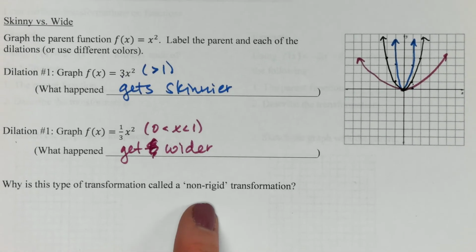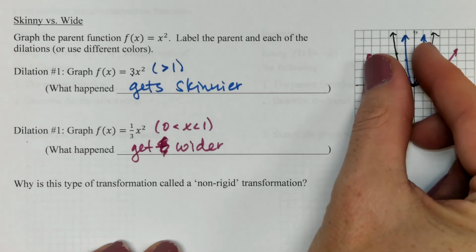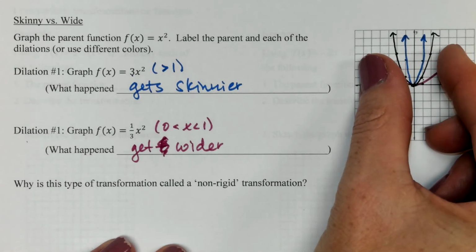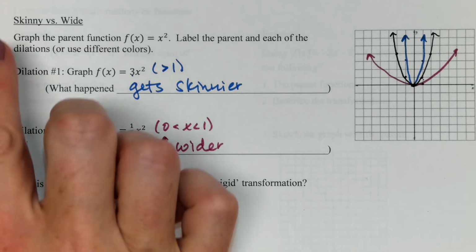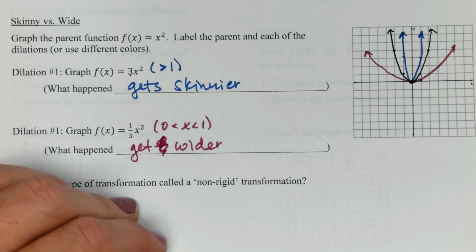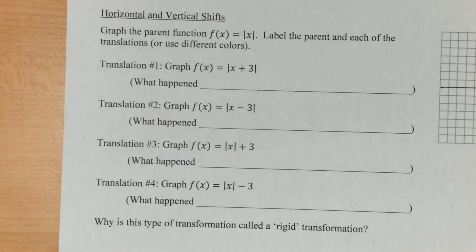And these are called non-rigid because I'm actually changing the function. I'm changing its size and its shape, essentially, because I'm either making it skinnier or wider. So these are called non-rigid.